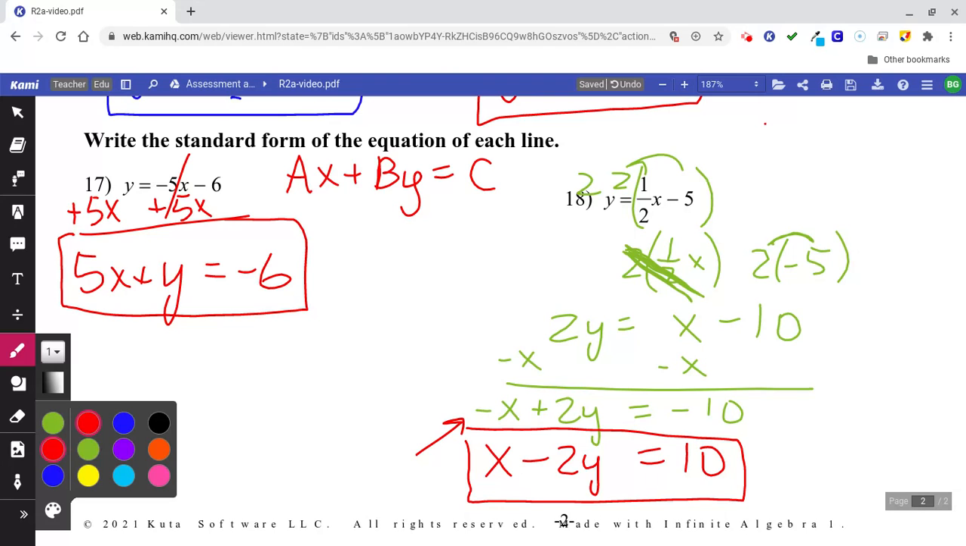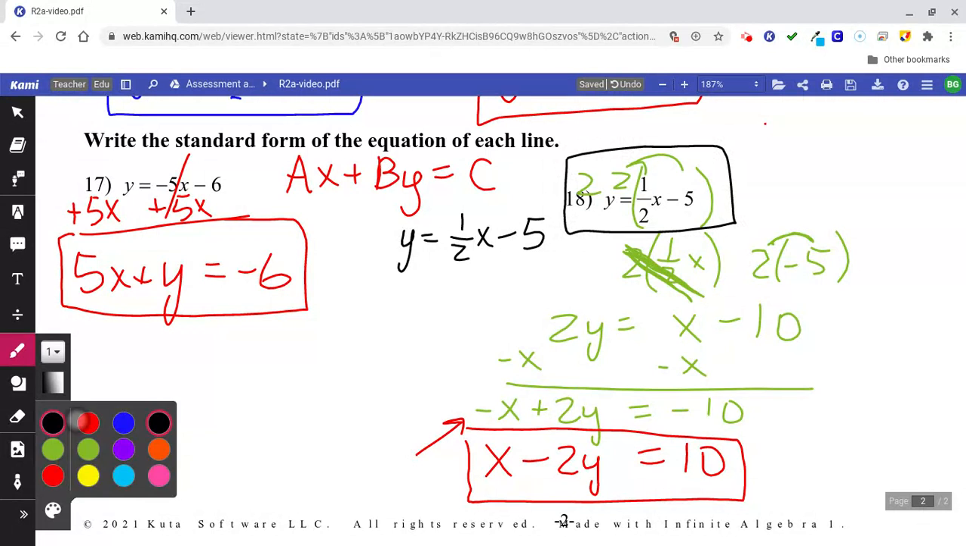Now, let me show you this again. If I confused you with my fraction trick, what you could have done instead is think about it this way. Instead of this distributive property mess, just think about it as, if I want to get rid of that fraction, I'm going to multiply everything by 2. Multiply by 2, multiply by 2, multiply by 2. That's going to be way easier, I think, for you to do. Don't even think about distributive property. Just think about everything gets multiplied by 2. 2y equals x minus 10. I think that's a little bit easier to think about.